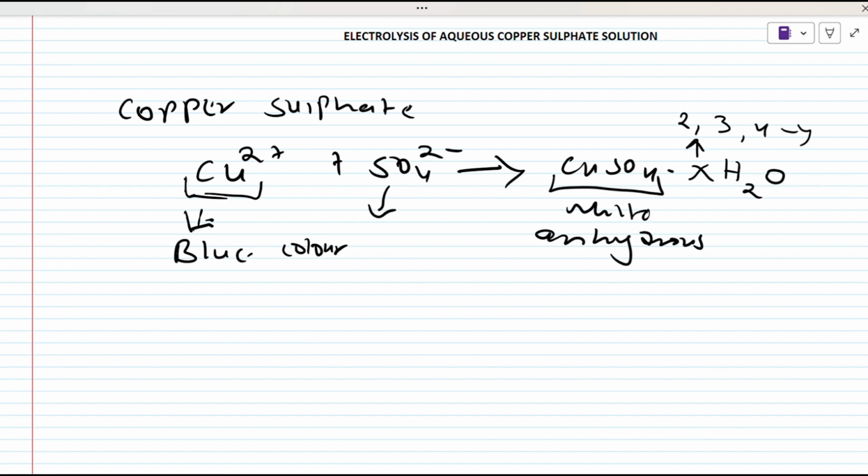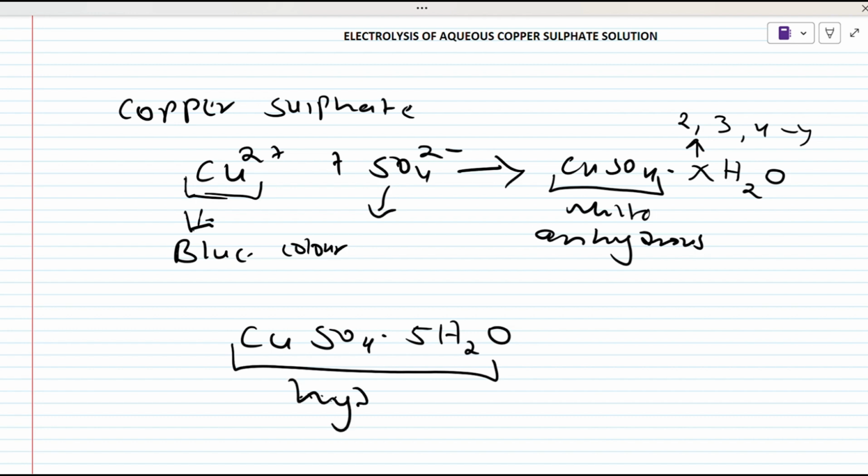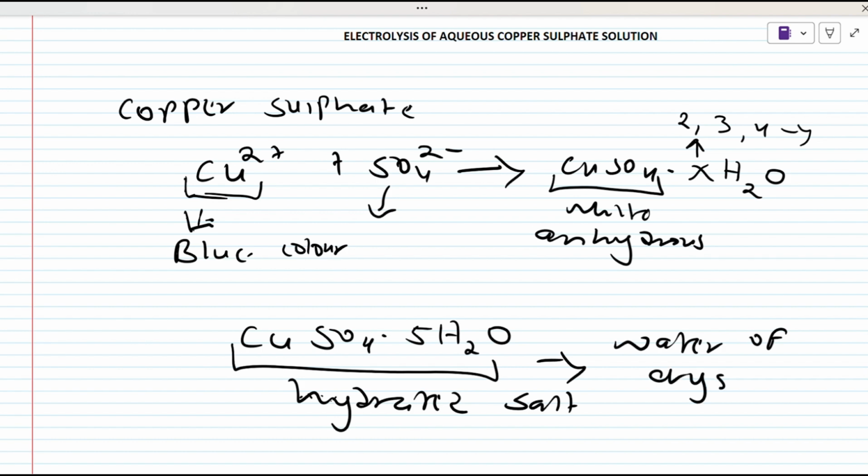So I can decide to have copper sulfate with 0.5 moles of water. This is a hydrated salt. Hydrated salt has water of crystallization.